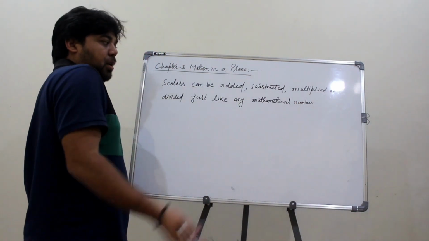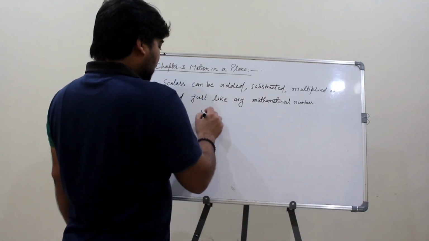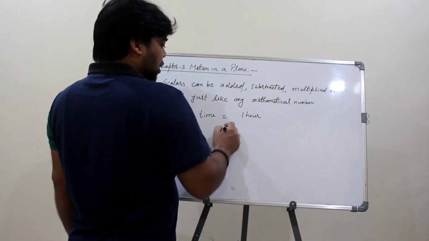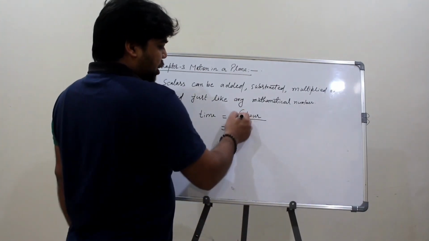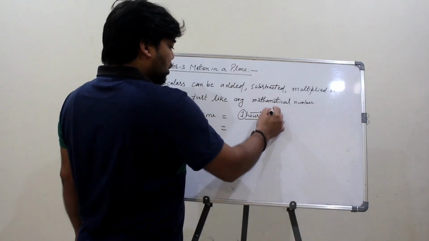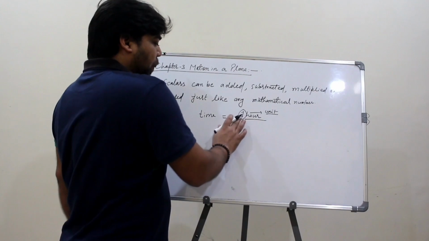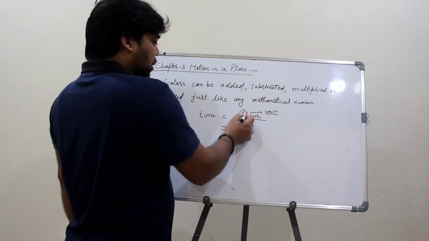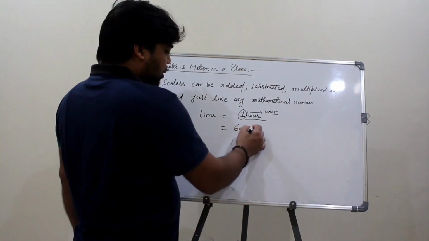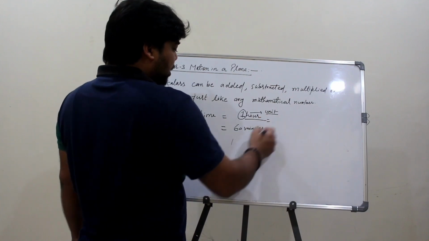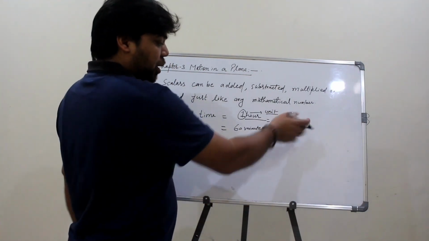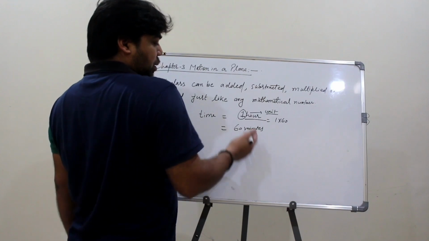So you can take time, like 1 hour. So 1 is its magnitude and hour is its unit. So scalars can have units, remember that. Magnitude with unit. Now it can be written as 60 minutes, or 3600 seconds. So 60 minutes is nothing but 1 multiplied by 60. So it can be multiplied, it can be divided, right?